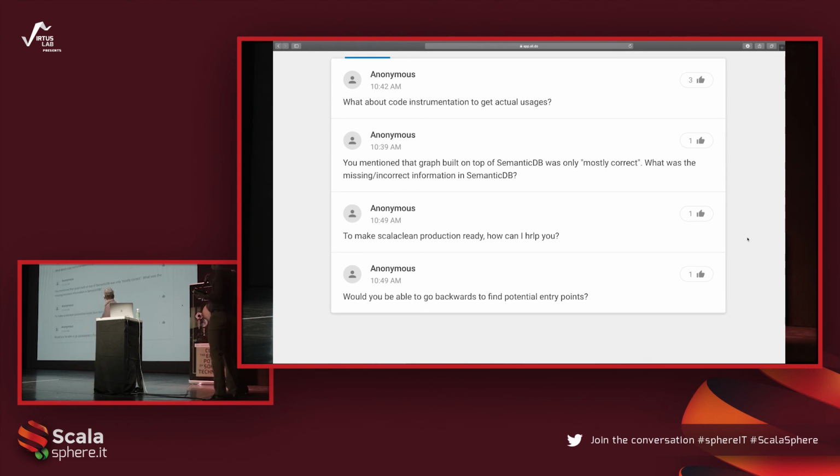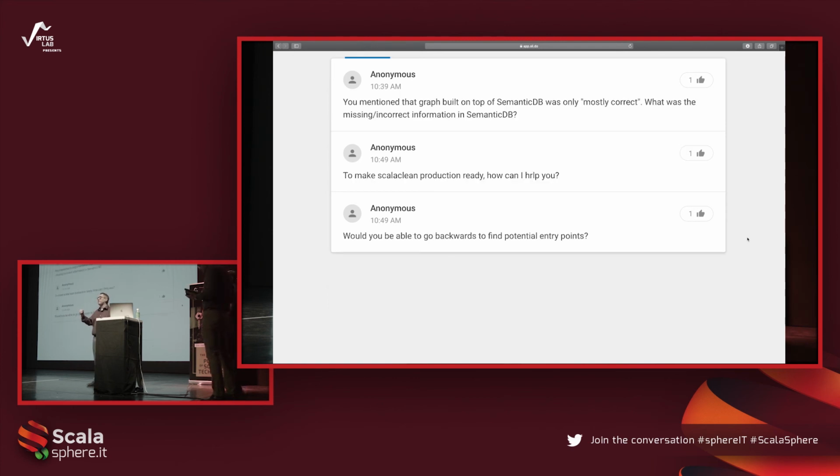Okay, so the next one is, you mentioned that the graph built on top of the SemanticDB was only mostly correct. What was the missing or incorrect information in SemanticDB? So one of the pieces of information I was missing was inheritance hierarchies. Specifically, when you have a method foo, to correctly work out the dependencies, I need to know all of the interfaces that it implements and all of the things it overrides. And I need to be very specific. So when there's multiple foos, I need to know that I'm overriding that one, not just overriding foo. And I found there were some information gaps there.